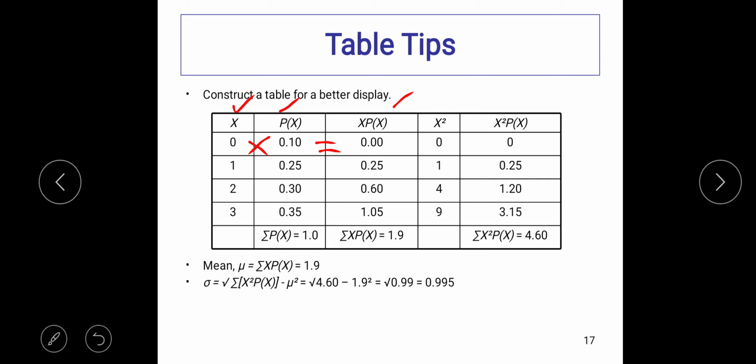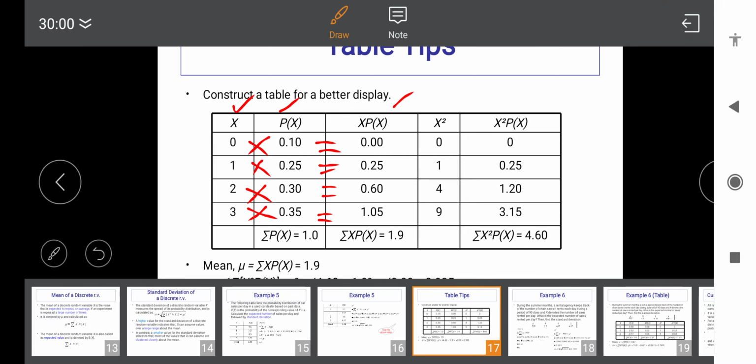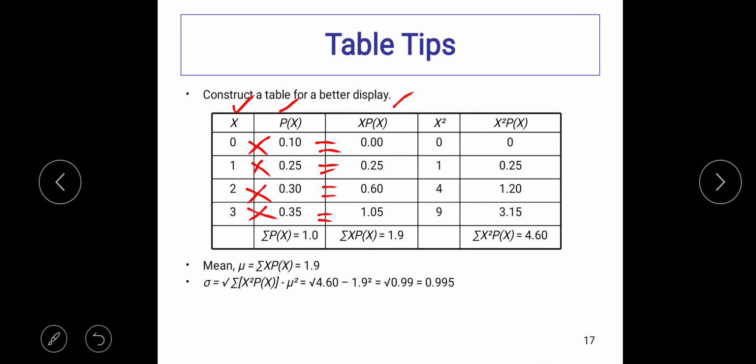So x multiplied with the probability, you get the value. So 0 times 0.1, you get 0. 1 times 0.25, again you get 0.25. 2 times 0.3, you get 0.6. And finally 3 times 0.35, you get 1.05. Okay, and don't forget, always check your probabilities. You always need to have 1 for the total probability.